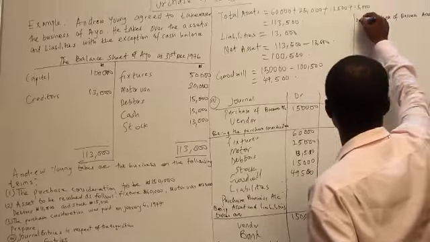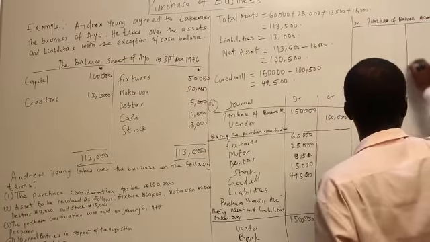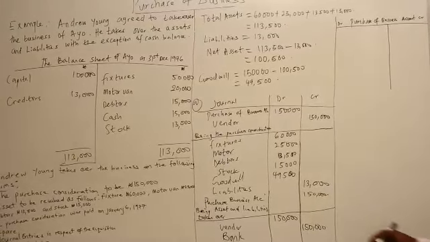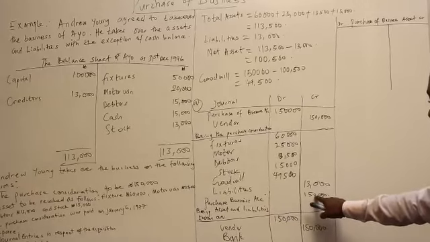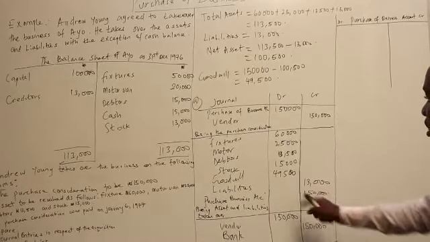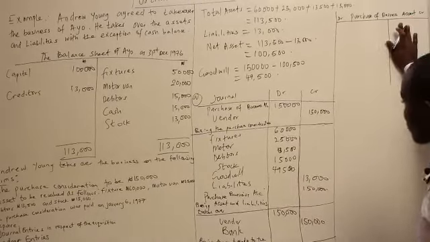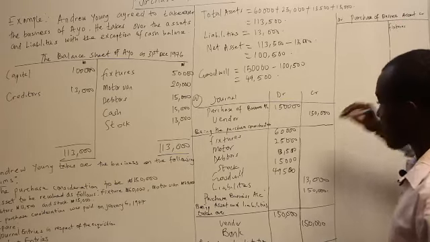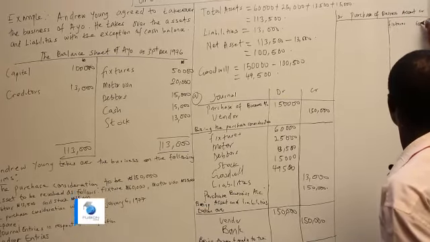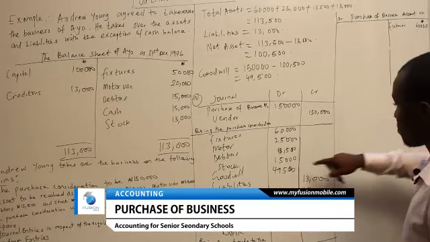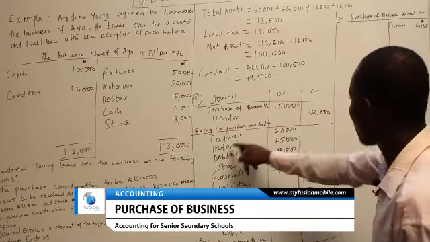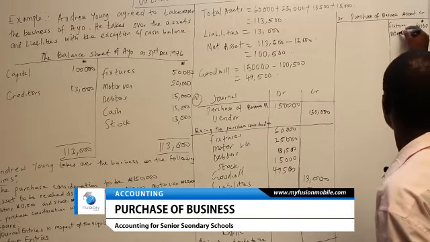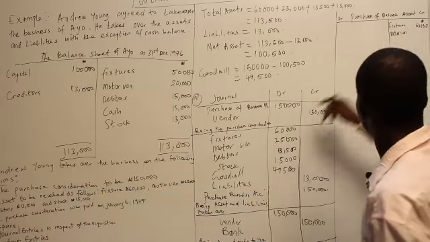We have credit and we have debit. We said all of the assets taken over should be credited to the purchase of business account. So we have all of these assets taken over, and they will be debited to the purchase of business account. First, we have the fixtures, the corresponding account, 60,000 naira, which is the double entry explained earlier. We have the motor van taken over also, which will be credited to the purchase of business account, 25,000 naira.